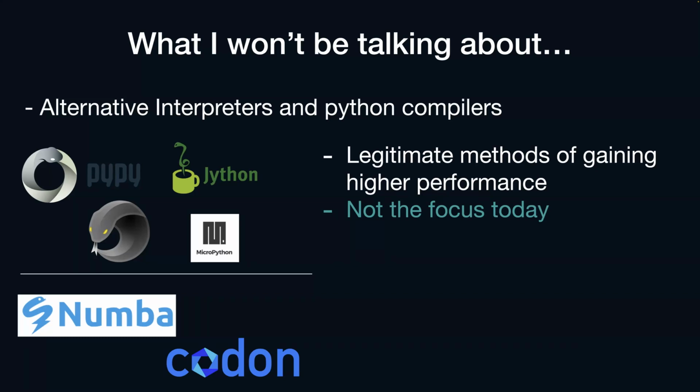Also, I won't be talking about switching your interpreter to a different one from CPython, and also compiling your Python code as well. These are actually some legitimate methods of gaining higher performance, but it would take another discussion to get through everything regarding these aspects. So I won't be focusing on that today as well.